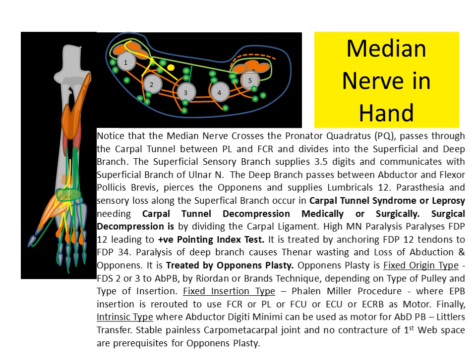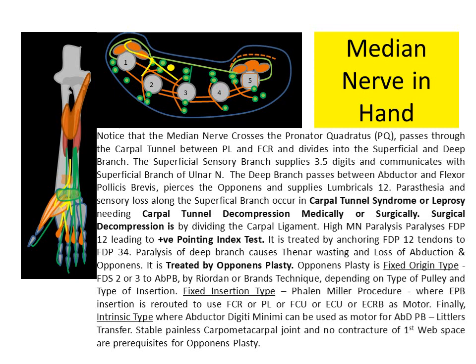Then there is the fixed insertion type of opponensplasty, where the insertion is fixed. It is the extensor pollicis brevis. The operation is called the Phalen-Miller procedure. The motor units used for the extensor pollicis brevis can be flexor carpi radialis, palmaris longus, flexor carpi ulnaris, extensor carpi ulnaris, or extensor carpi radialis brevis.